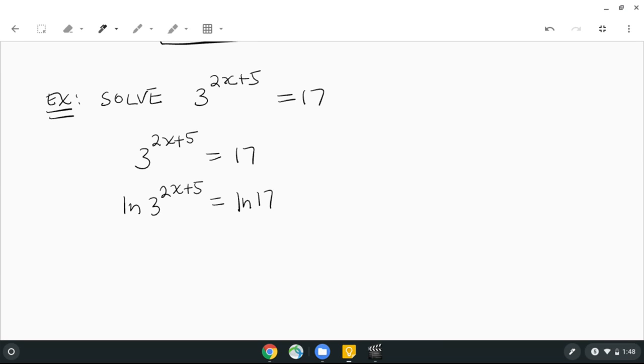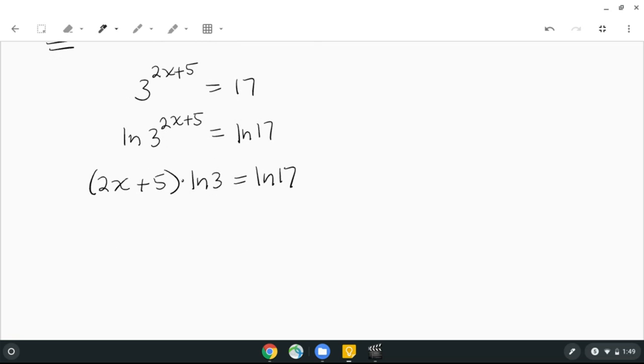Now you have a full expression there, so make sure you bring down the full expression 2x + 5 and use parentheses. It will help keep things organized. It'll help you to see what operations you need to do next. Here I have this multiplication by ln 3, so I'm going to divide by ln 3 on both sides.